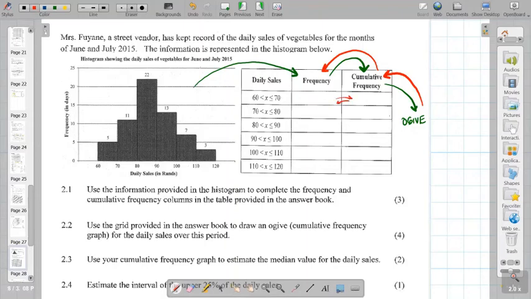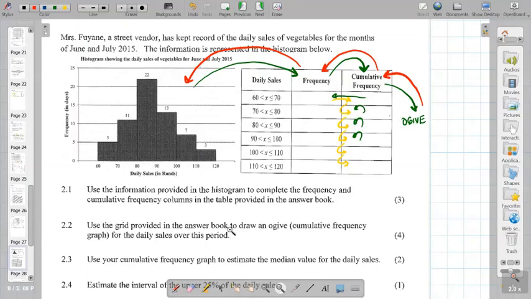Now it's backward. Let's just remember, for cumulative frequency, the first one you write as it is, and then add and write, add and write, add and write. In the backward process, the first one you write as it is, and this time you subtract and write, subtract and write, subtract and write. So it's a backward process. And finally, from frequency, they may ask you to draw a histogram. So all this process can be asked backward.